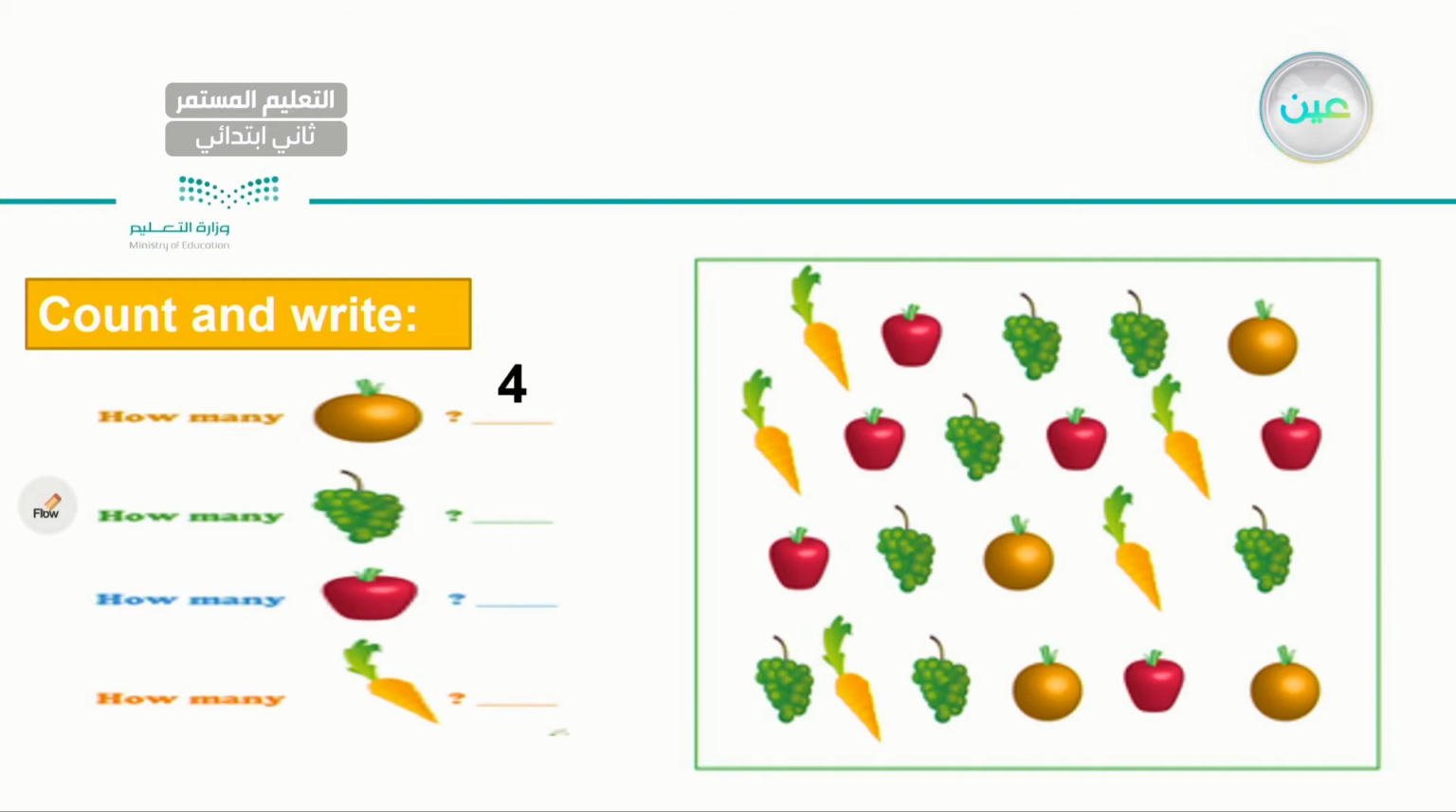How about the grapes? How many grapes did you find? 1, 2, 3, 4, 5, 6, and 7. Very good. I have 7 grapes. Excellent. Next one I have apples. How many apples did you find? 1, 2, 3, 4, 5, and 6. Very good. I hope you got this correctly.